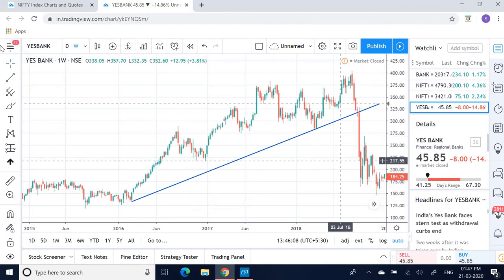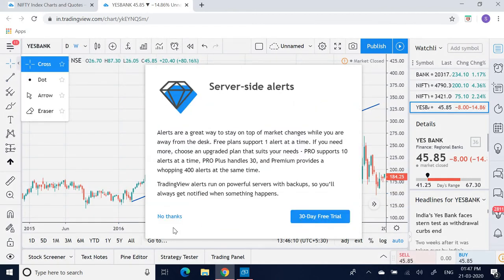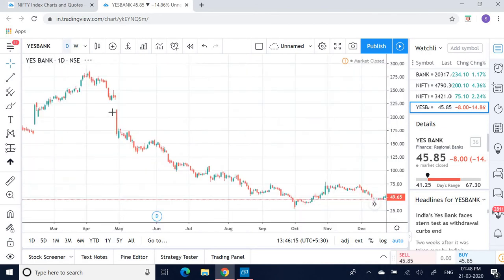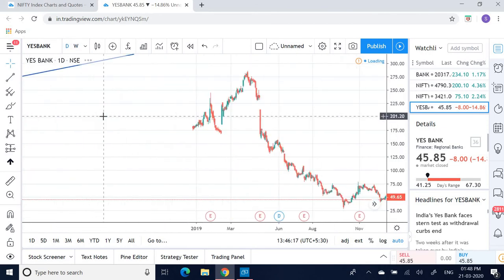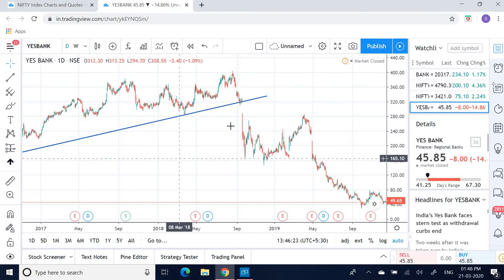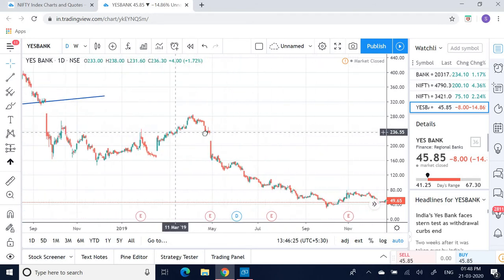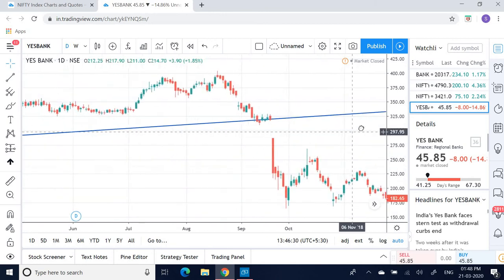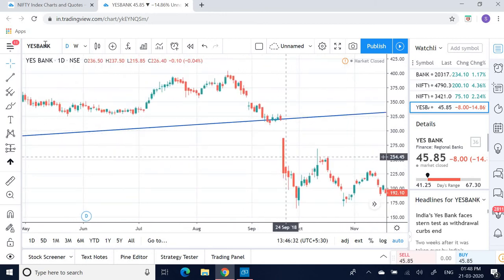Somewhere like this. Okay, let us go to daily charts and understand how the prices move in the stock. Okay, this is your trend line that you draw on weekly charts, and over here you see the trend has been broken.